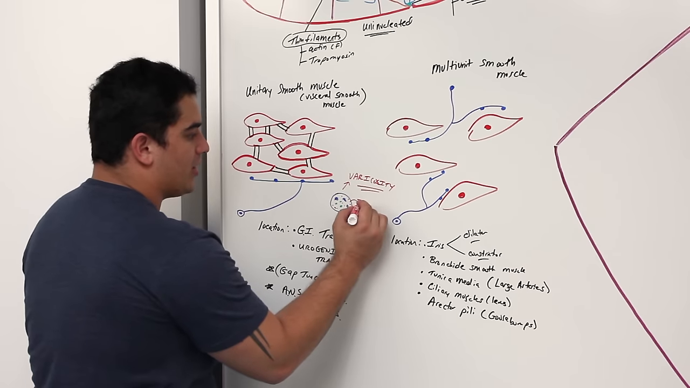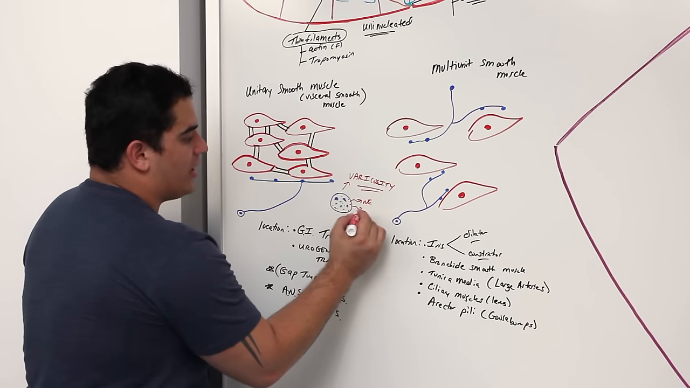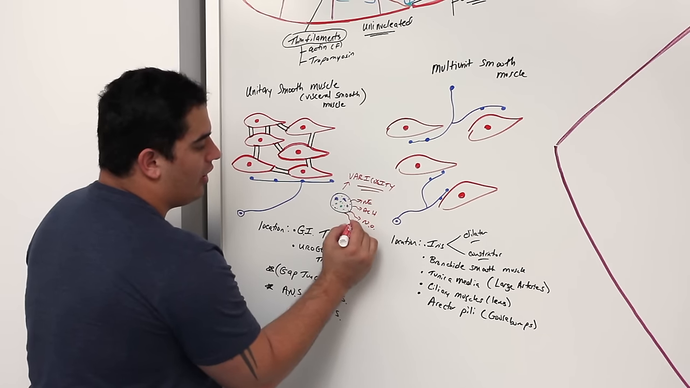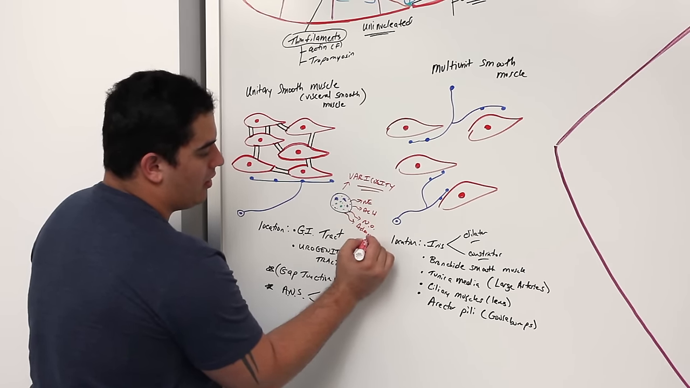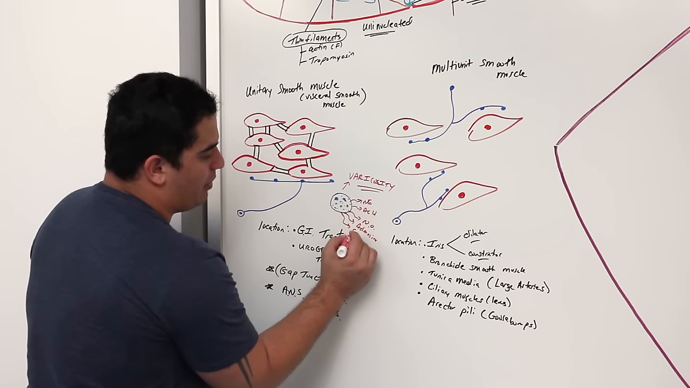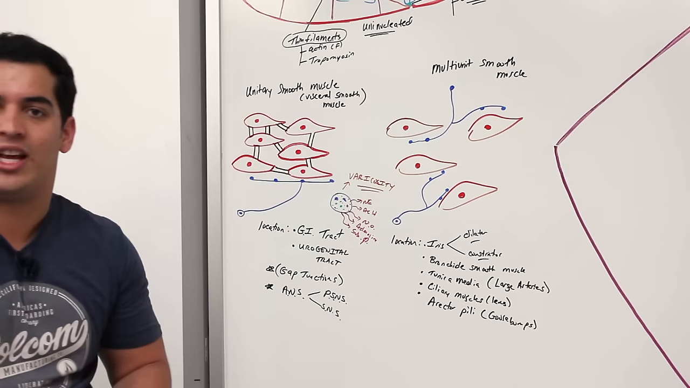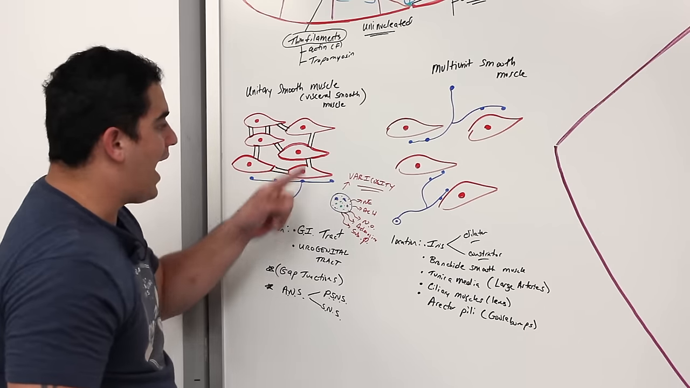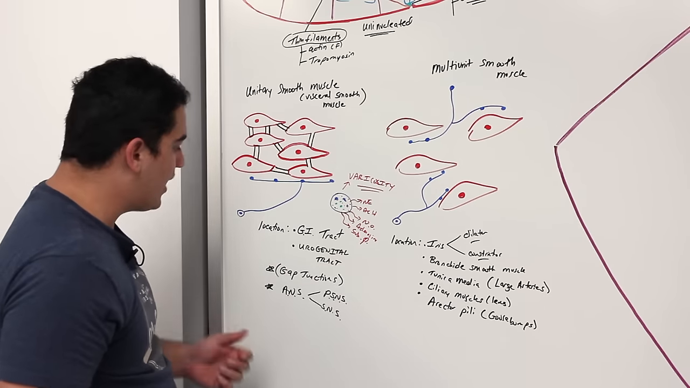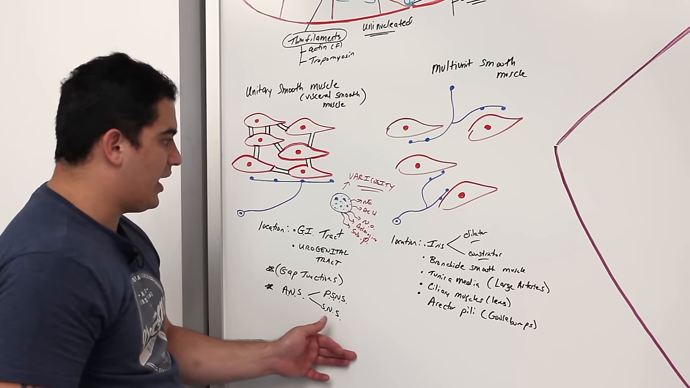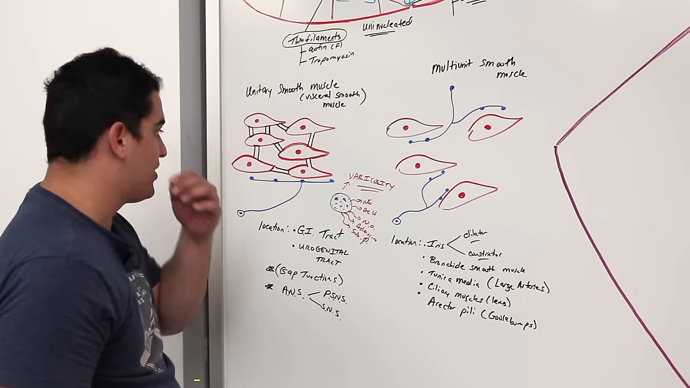For example, you could release norepinephrine. It could release acetylcholine. It could release nitric oxide. You could release adenosine. It could release substance P. Many different chemicals. We're not going to go over all the chemicals, but it can release many different chemicals from these varicosities, and they can act on the smooth muscle. Okay, so again, it can be innervated by the autonomic nervous system, both the parasympathetic and the sympathetic, as well as hormones and other chemical factors.